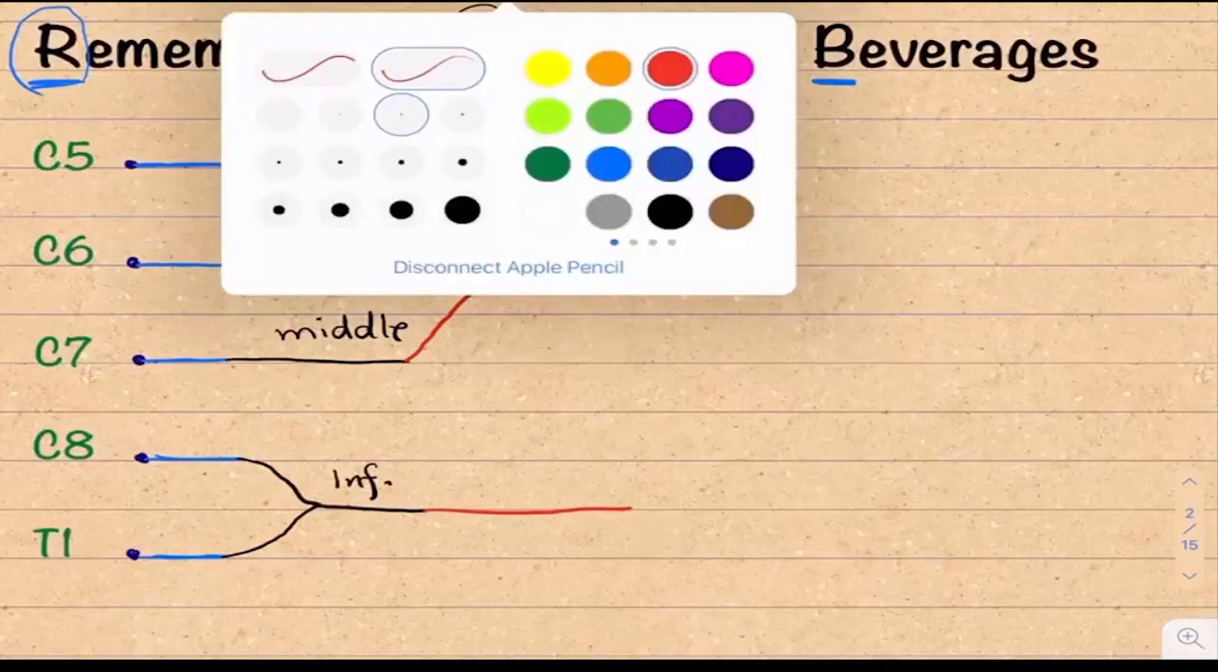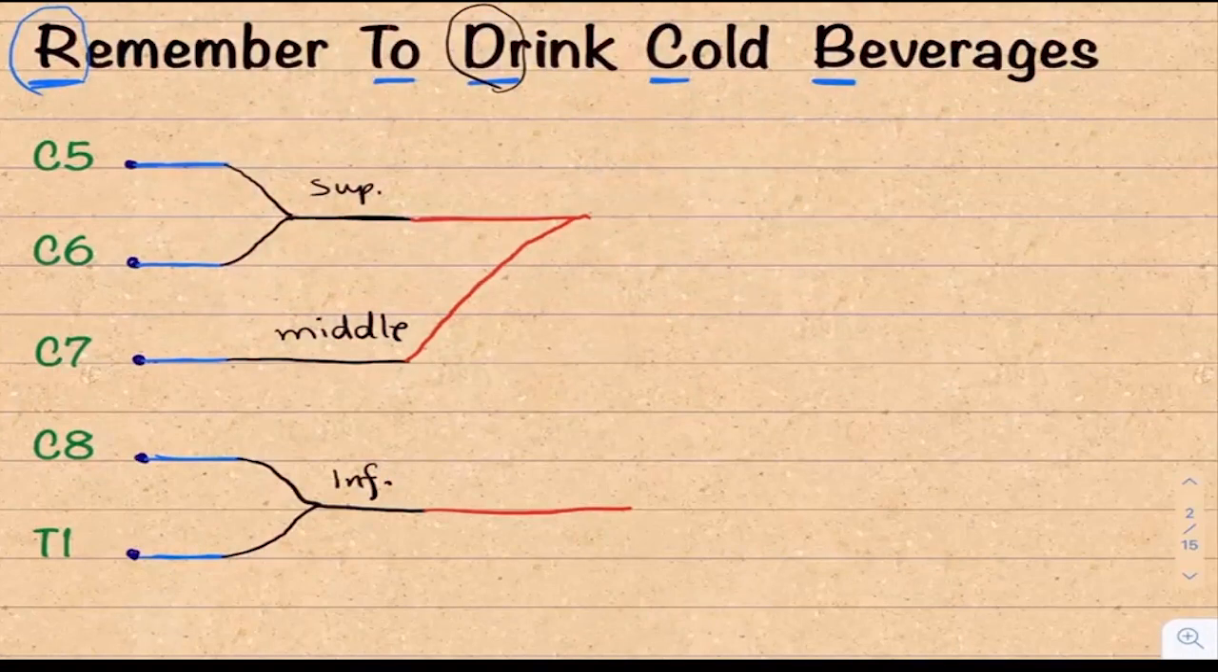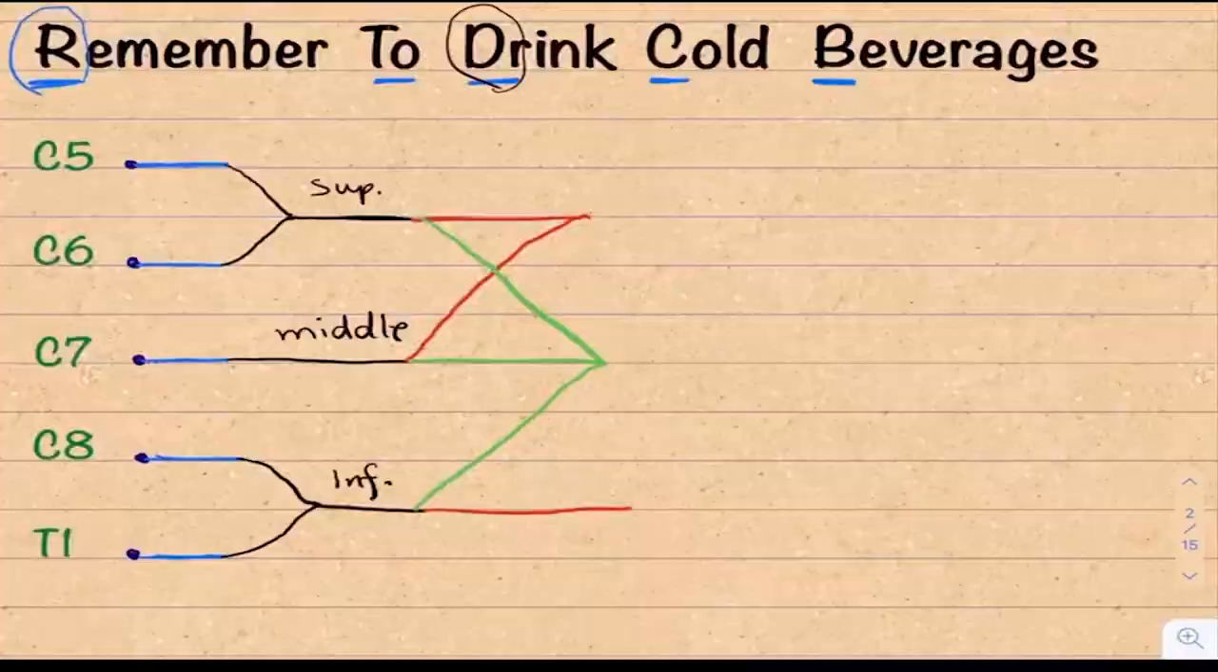Alright, so now let's draw the posterior divisions of each trunk. The posterior division of the superior trunk will go this way and joins the posterior division of the middle trunk. And the posterior division of the inferior trunk will do the same thing. It will join the posterior divisions of the superior and middle trunk. Alright? So the superior trunk and middle trunk anterior divisions are together. The inferior trunk anterior division is alone. And all the posterior divisions of the three trunks join each other. Alright? So now we are done with the roots, trunks, and divisions.